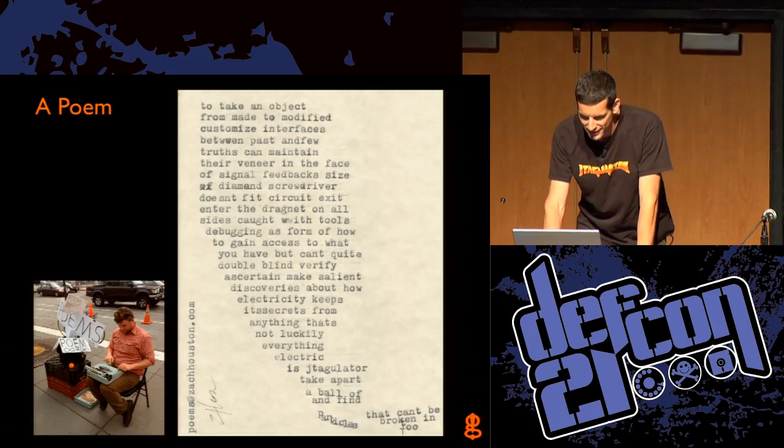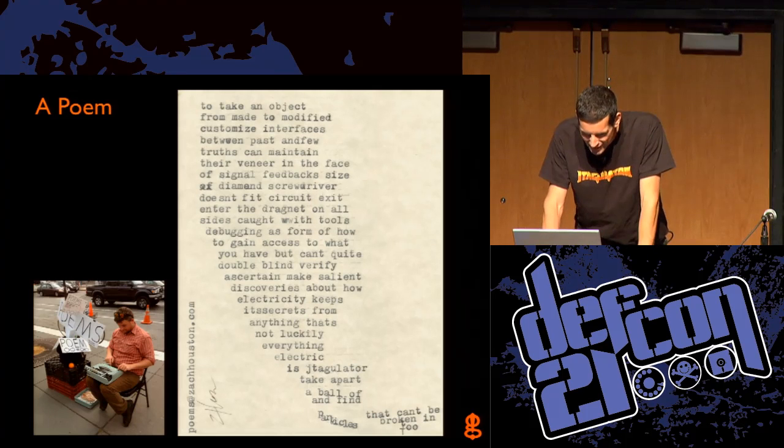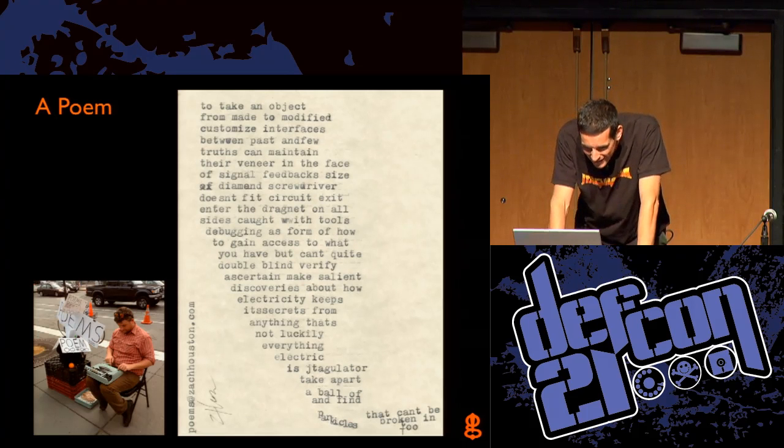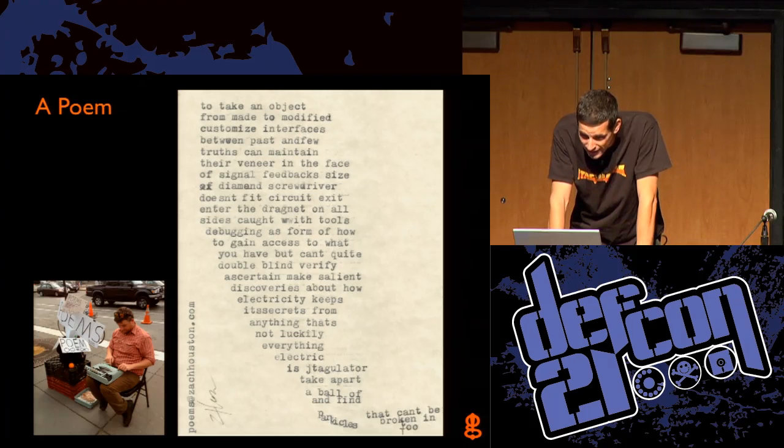To take an object from made to modified, customized interfaces between past and few truths can maintain their veneer in the face of signal feedbacks, size of diamond screwdriver, doesn't fit circuit. Exit. Enter the dragnet on all sides, caught with tools, debugging as form of how to gain access to what you have but can't quite double blind verify, ascertain, make salient discoveries about how like electricity keeps its secrets from anything that's not luckily everything electric is JTAGulator. Take apart a ball of and find particles that can't be broken into.